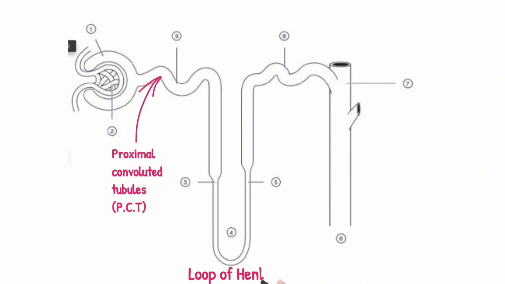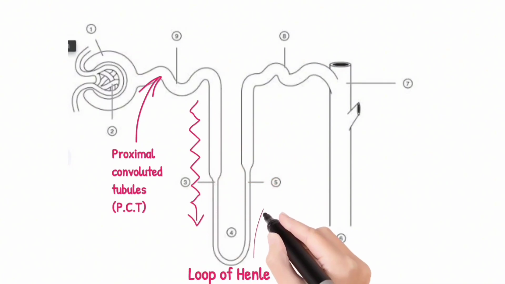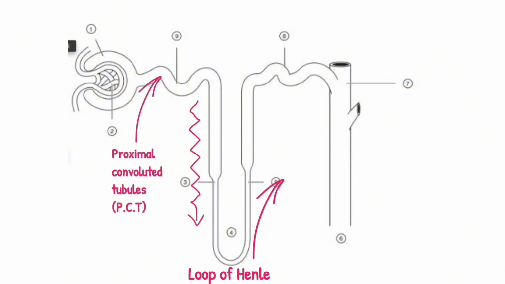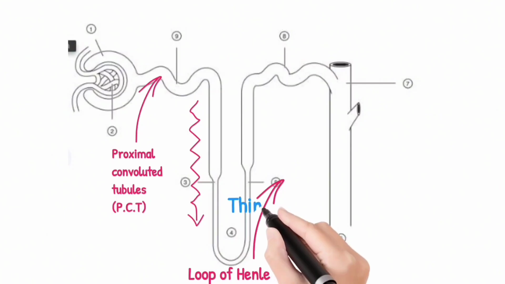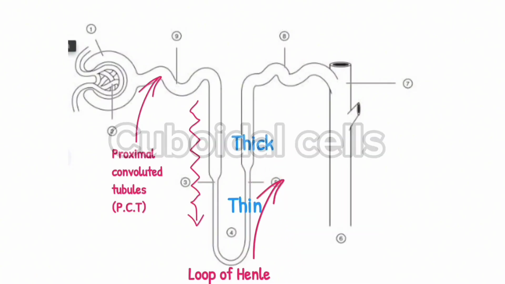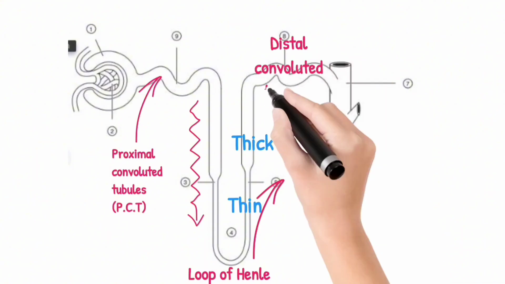Next comes the loop of Henle, which has two parts, a descending loop of Henle and an ascending loop of Henle. The ascending limb has a thin part composed of flat cells and a thick part made of cuboidal cells. After the loop of Henle, the filtrate enters the distal convoluted tubules.